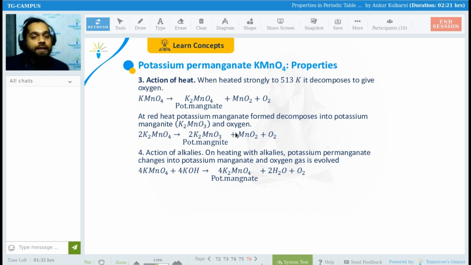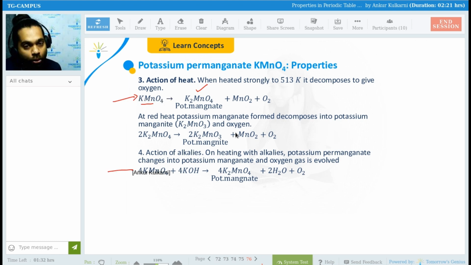Okay, so let us look at heat. Over here, the spelling of manganate is a little bit off, so please ignore that. KMnO4, if I heat it, will convert into manganate. As I told you, remember the common oxidation state. That is enough.